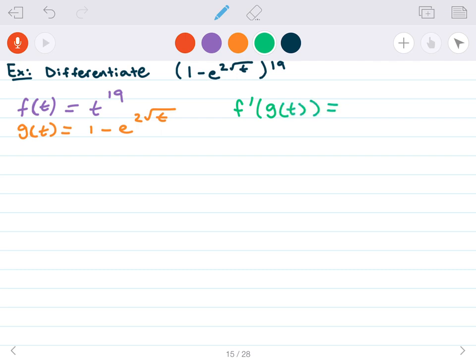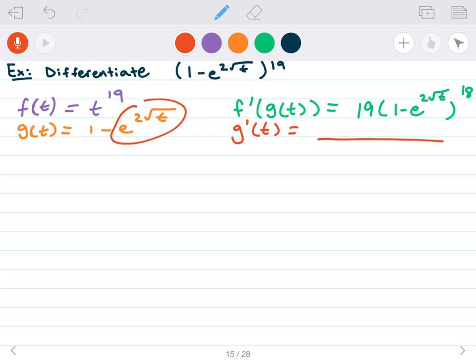So that's just going to be take the derivative of t to the 19. And once I do that, in place of t, I'm putting g of t. Okay, so using the power rule, I have 19, 1 minus e to the 2 root t, all to 18. So that's my first part. My second part is going to be g prime of t. But it looks like I'm going to have to do some scratch work at the bottom because I see a composite function. I can't just take the derivative of e to the 2 root t. I have to actually use the chain rule here again because it's composite.